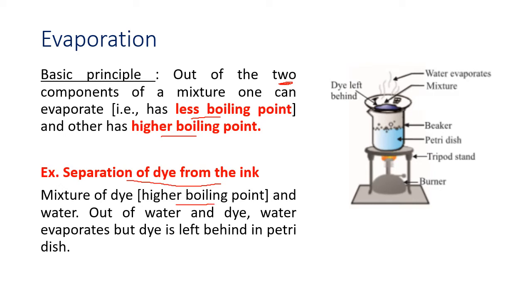So the mixture of dye and water makes the ink. The water and dye together make the ink, but the dye will be left behind in the petri dish and the water will evaporate. Why does the water evaporate? We have controlled the temperature in such a way that the water boils and evaporates. So what is left behind is the ink.